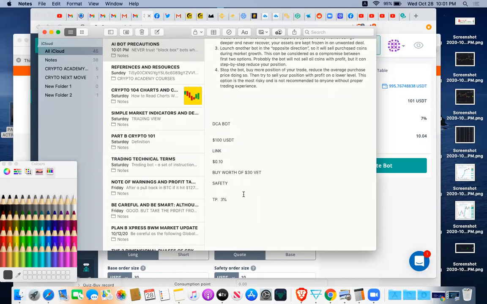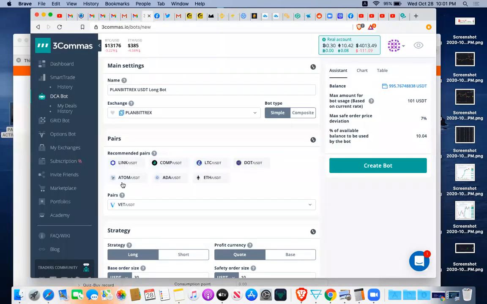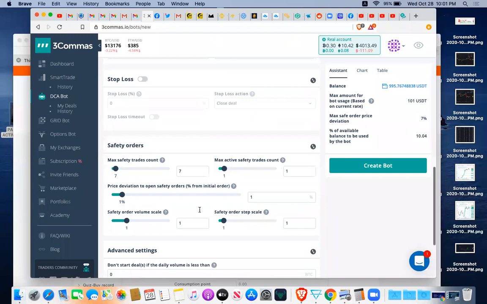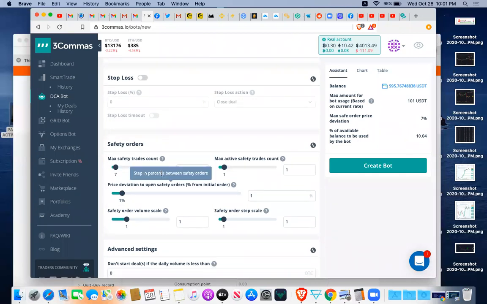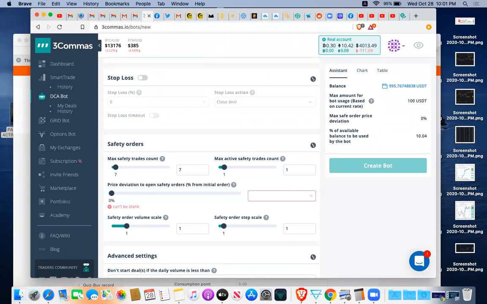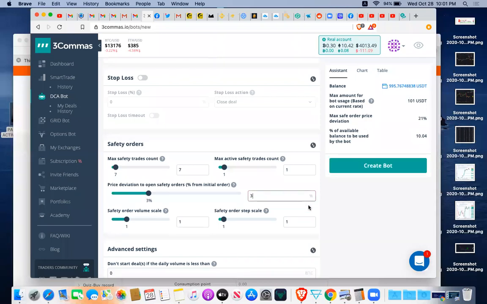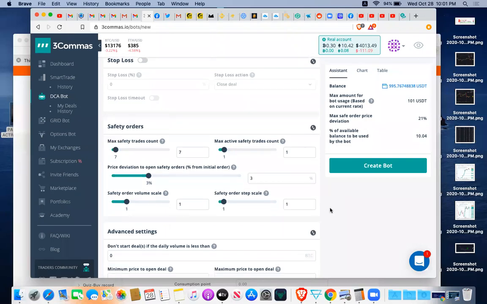Now immediately the market is launched, all these 7 orders are going to be shown by 3% deviation. So you have to set the deviation: when the market deviates by 3%, launch safety order for me.